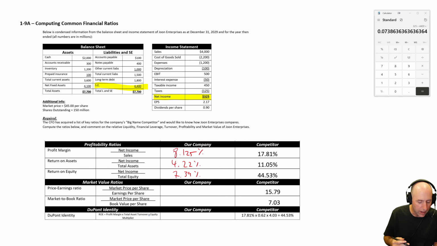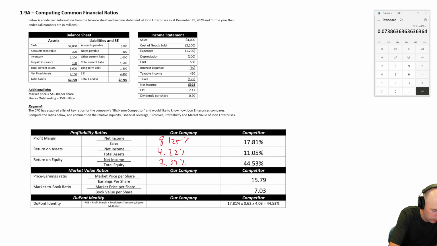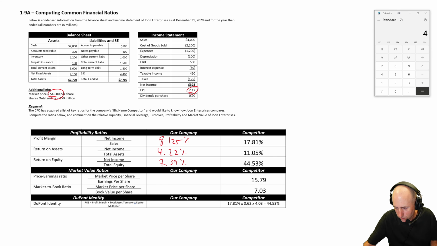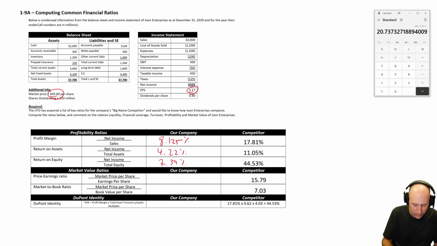Okay, market value. How much does the stock market like us? That's what I consider this first one. It's market price divided by earnings per share. Our market price is 45 bucks. Our earnings per share is 2.17, so 45 divided by 2.17. They're giving us a 20.7 times multiple.